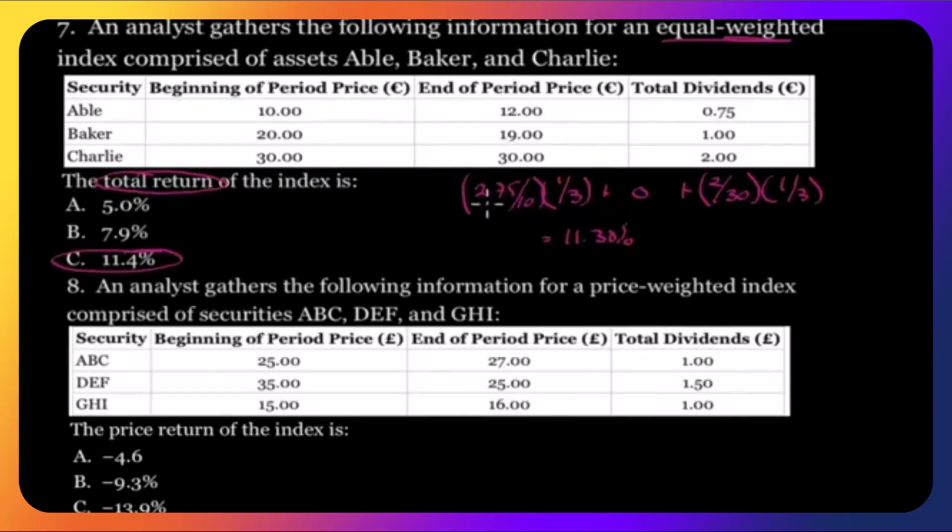So be careful now. Total return, price return, make sure. Spend the time, read carefully, make sure you know exactly what you're being asked and solve that. Don't read it and say, find the return. Okay, I know how to do this. Slow down. What's being asked?